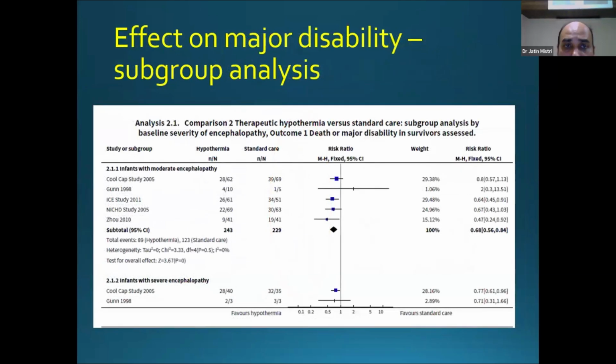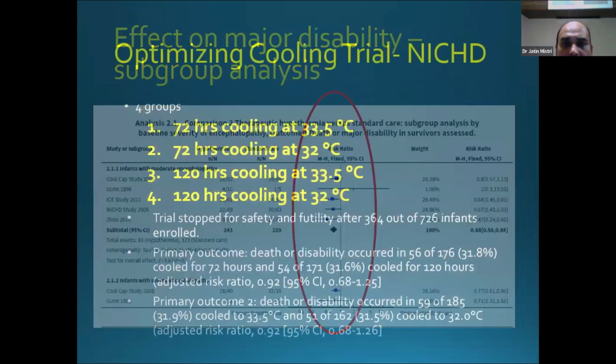There was even an effect on major disability. If you see, about 30 to 34 outcomes have been studied, and most of them benefited from therapeutic hypothermia in this systematic review. So you can see that.